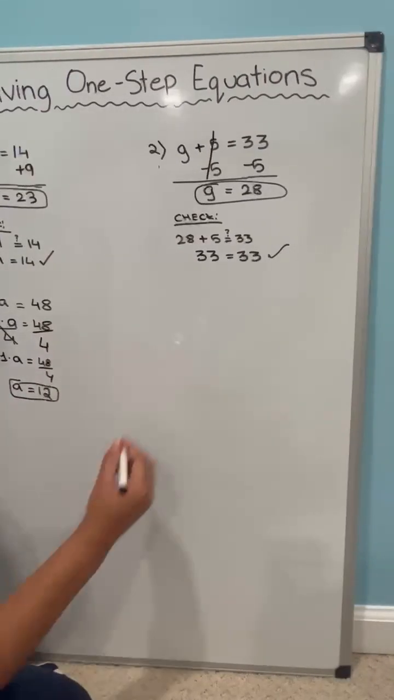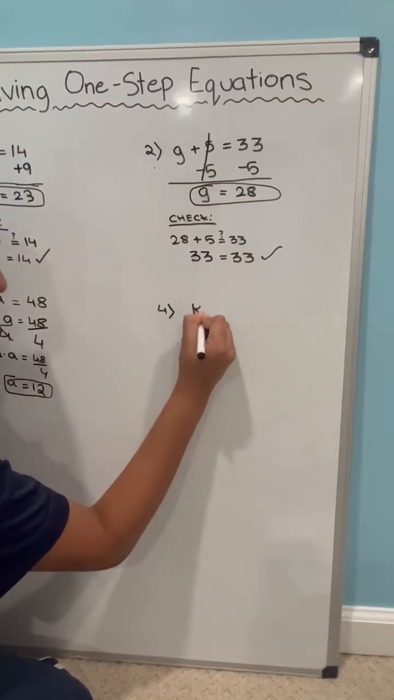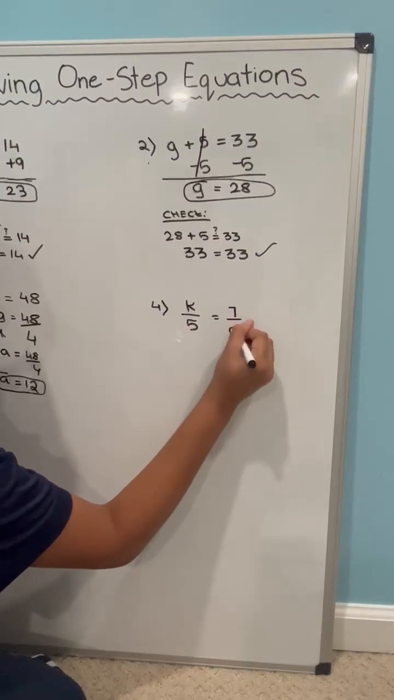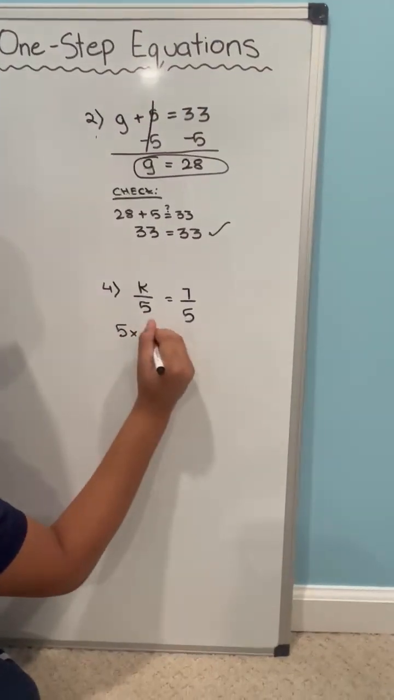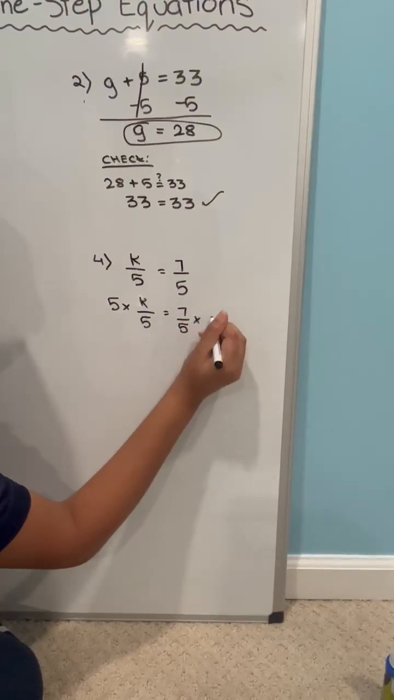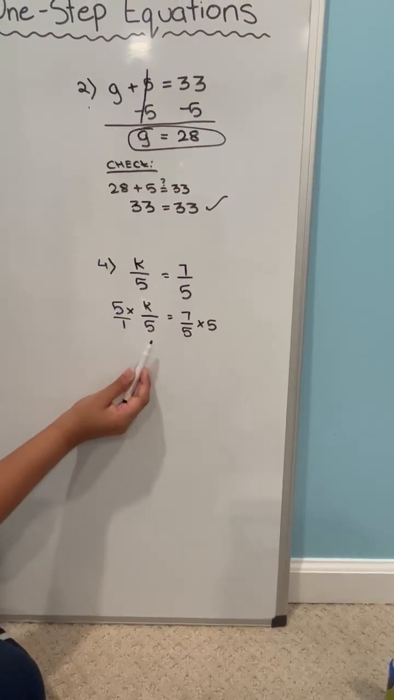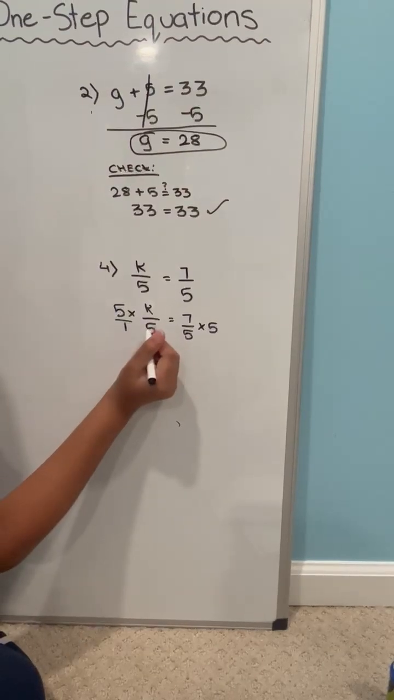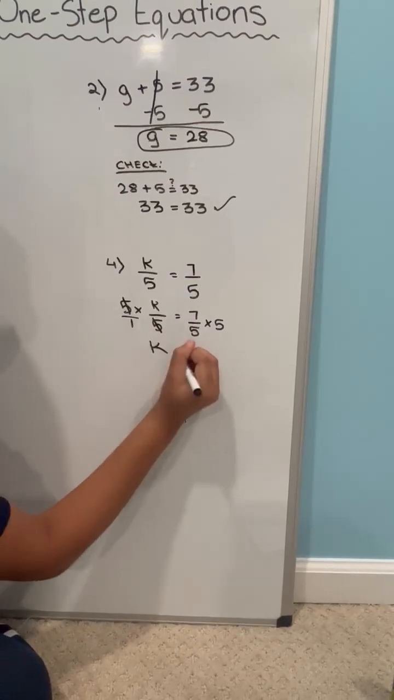Now, our last question is a division question. So you have k over 5 equals 7 over 5. You want to isolate k, so you would simply multiply 5 to both sides. So 7 over 5 times 5. Because technically, you have 5 over 1 times 1 over 5 times k, and 5 over 1 times 1 over 5 is 1. So you simply cross those out, and you have k isolated equal to.